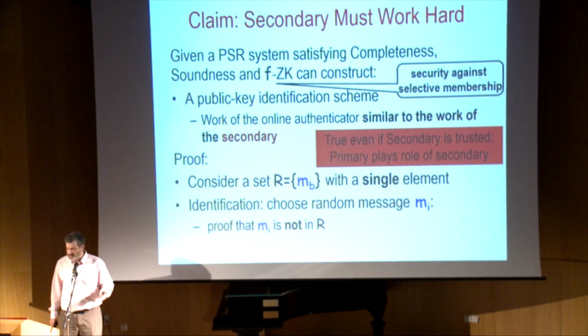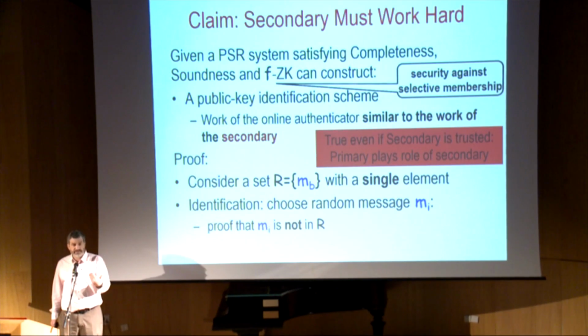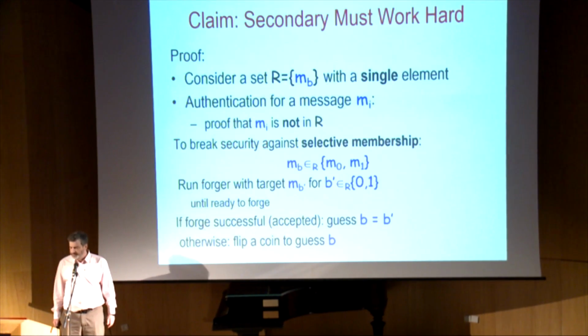For this proof to work, you don't even have to distrust the secondary. Essentially, what you can show is that if you can break this identification protocol, then you can break the selective membership problem, and you will be able to guess the bit B.